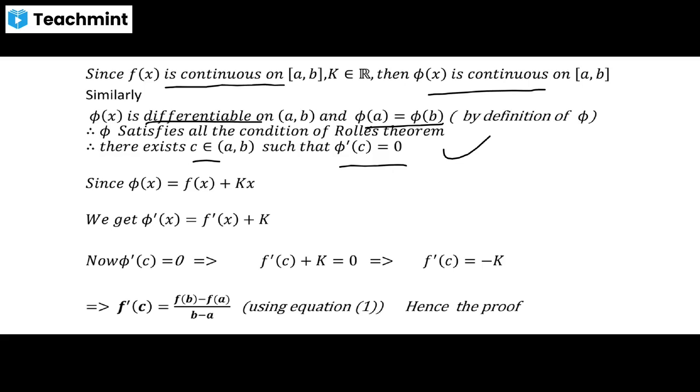Since pi of x is equal to f of x plus kx, differentiate this one. Pi of x, again differentiation, no, pi dash of x. F of x, again differentiation, no, f dash of x. Kx, again differentiation, no, k is constant, real number. K into x differentiation is k.